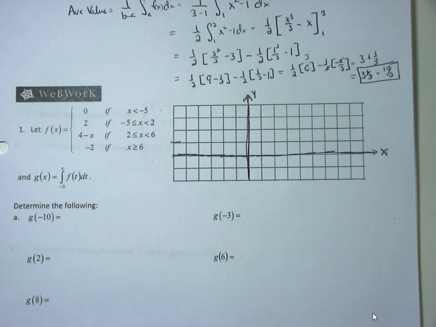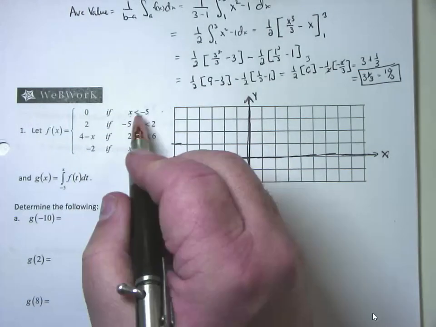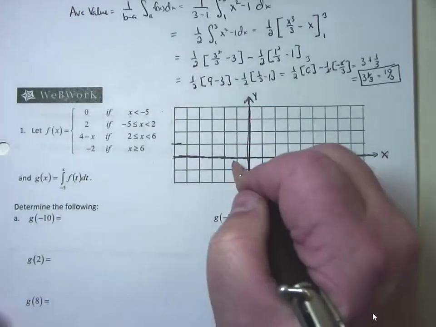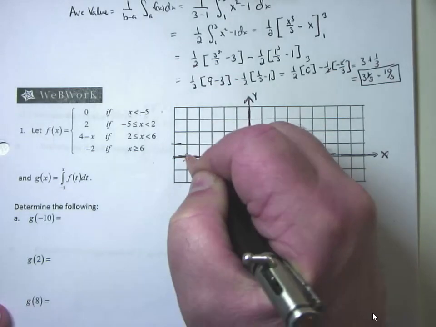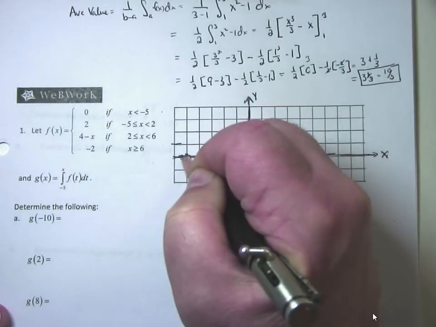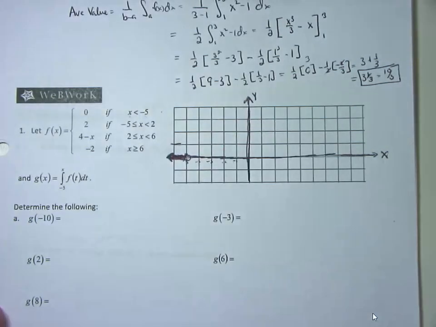So, here we go. 0 if x is less than negative 5. I'm going to graph this thing. Here's negative 1, here's negative 2, negative 3, negative 4, negative 5. Right here at negative 5, when x is less than negative 5, I've actually got 0. So I'm kind of shading this little spot right there.